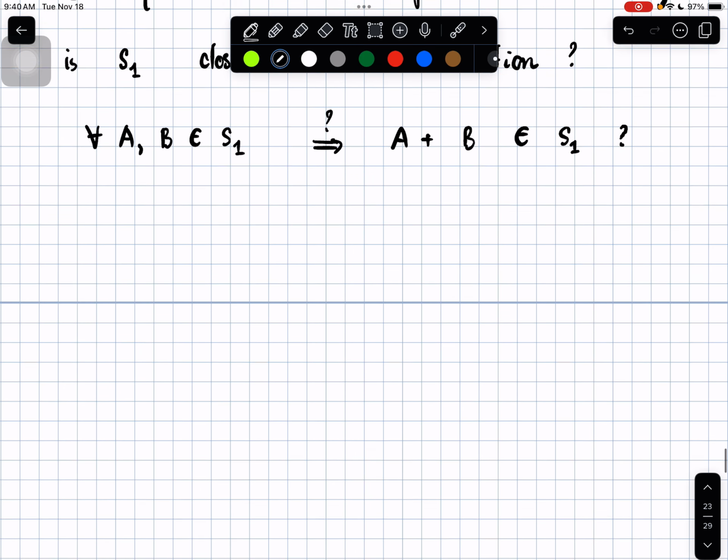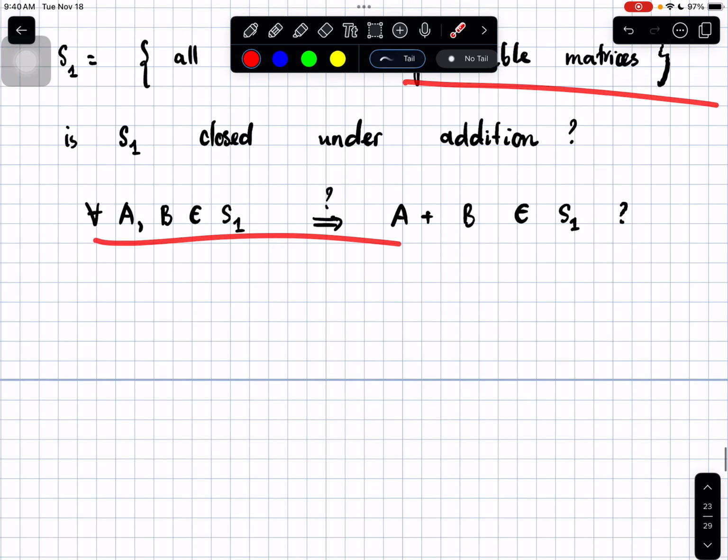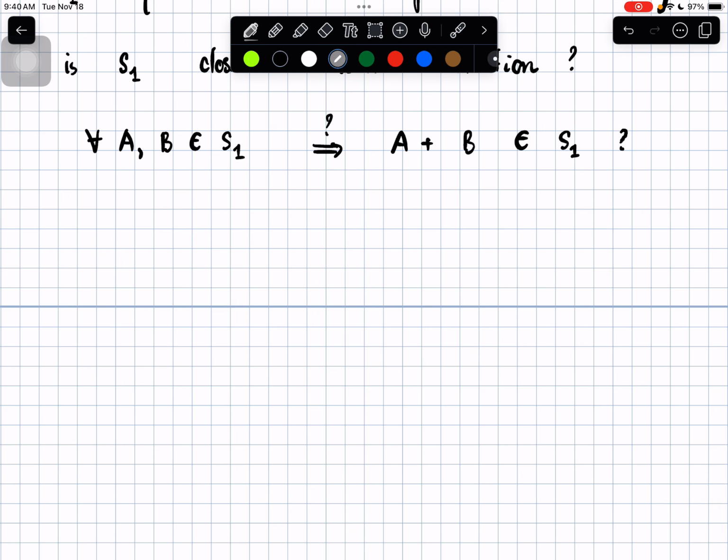So we know the answer is no. We have done that. We know the set of diagonalizable matrices is not a subspace. To find a counterexample, we need to check whether there exist two matrices A and B that are diagonalizable, but A plus B is not. So we search for example A and B.